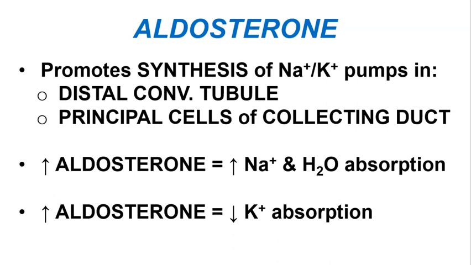We also see that water follows sodium by osmosis. This prevents that sodium and water from being lost to the urine and functions to increase blood pressure and blood volume. Therefore, we see that increases in aldosterone release will equate to increased sodium and water absorption within the blood. And because of this, aldosterone also functions to increase blood pressure.